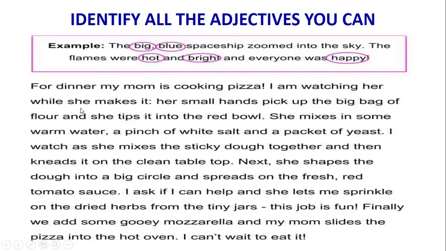So I say here, for dinner, my mom is cooking pizza. I'm watching her while she makes it. Her small hands pick up the big bag of flour and she tips it into the red bowl. She mixes in some warm water, a pinch of white salt, and a packet of yeast. I watched as she mixes the sticky dough together on the clean table. Next, she shapes the dough into a big circle and spreads on the fresh red tomato sauce. I ask if I can help, and she lets me sprinkle on the dried herbs from the tiny jars. This job is fun. Finally, we add some gooey mozzarella and my mom slides the pizza into the hot oven. I can't wait to eat.